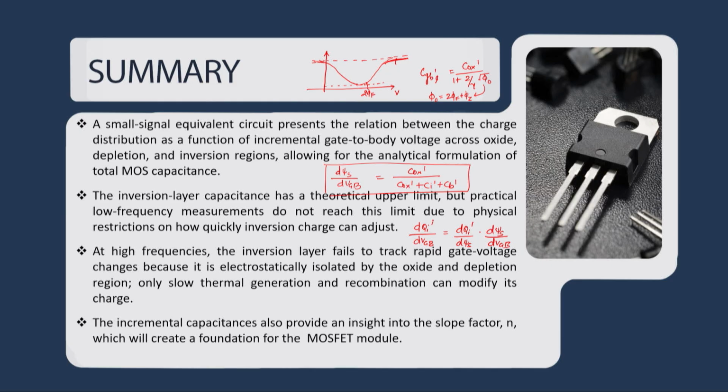Finally, we said that under weak inversion the slope factor n can be defined as 1 plus Cb dash divided by Cox dash. It means if you know the capacitance of the depletion region and the capacitance of the oxide, you can simply find out d psi by dVGB, and this tells you how good the control of your gate is on your surface charge or on your surface potential. So, we will stop here for today. Until then, take care.